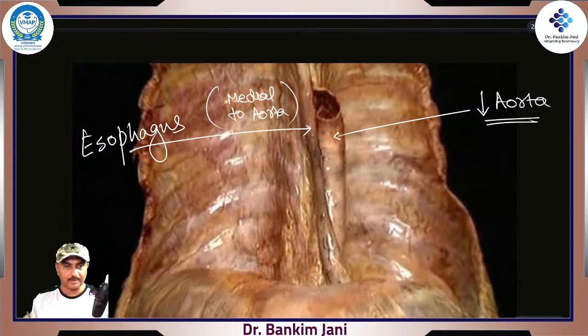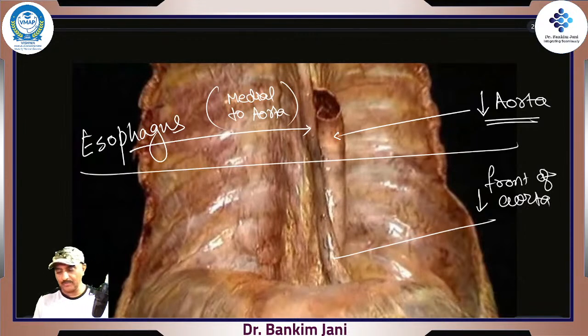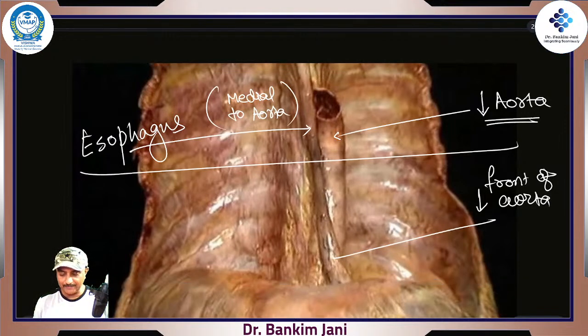As it goes down, it becomes anterior. So over here, near the diaphragm, we'll find that this is in front of the aorta, the descending aorta. It means if I take a section over here and a section over here, in a CT scan, in the higher sections you'll find that the esophagus and the descending aorta are both at the same level. But then they change their position as you approach the diaphragm, and the esophagus will come in front of the aorta.